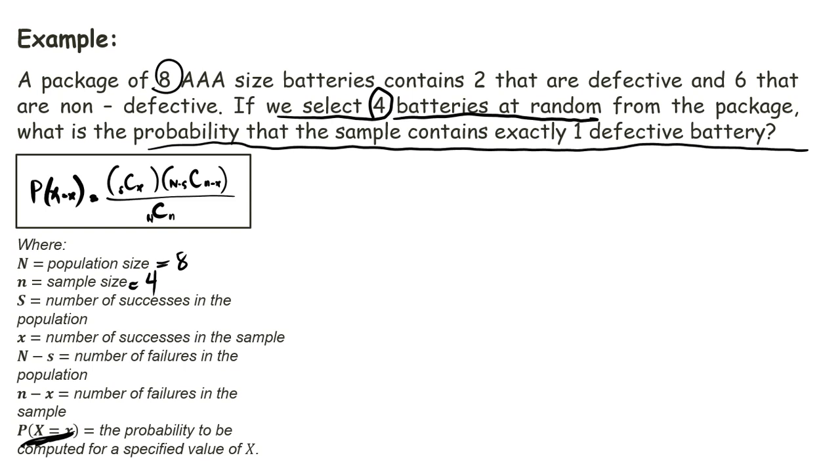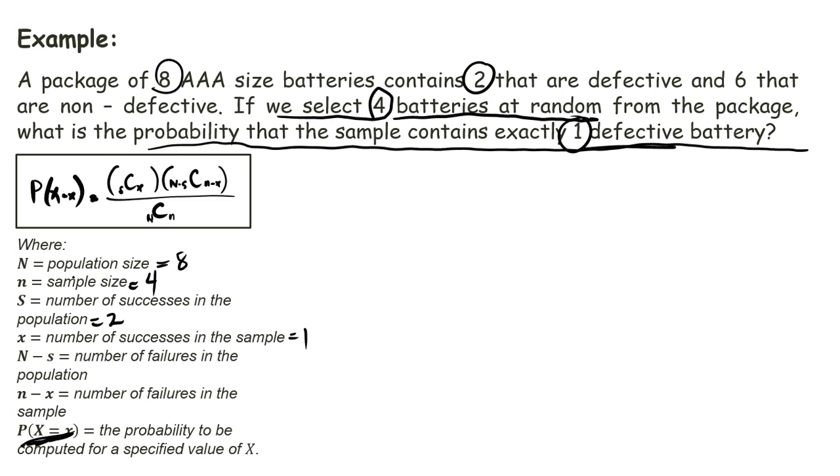Next, we have S, the number of successes in the population. Sinabi na rin dito na nagko-contain daw po yun ng dalawang defective. So, yun yung number ng success mo, which is S. Number of success naman sa sample. Ano bang kinukuha mo? 1 lang na defective. So, yung X mo ngayon ay 1.